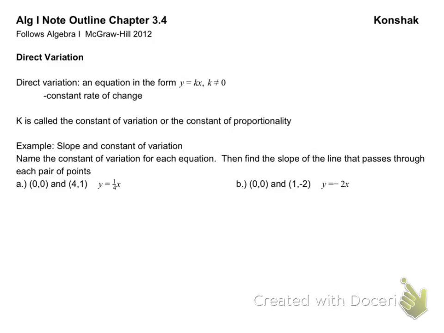So the first part it wants you to do is name the constant of variation. K. What's K? K is what in this equation? There's your equation. What's K? 1/4. Oh, it's 1/4. And then it says, find the slope between those 2 points. I think everybody can do that.